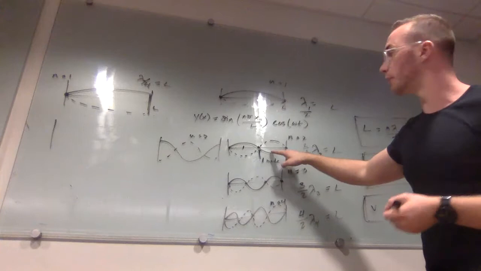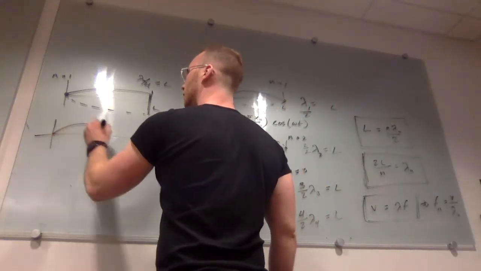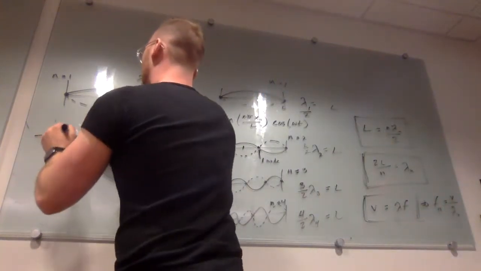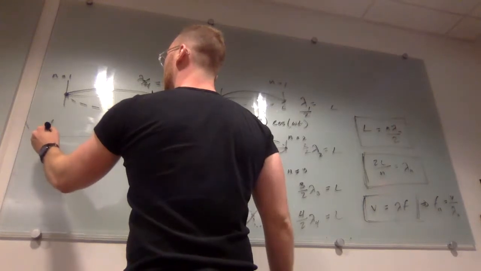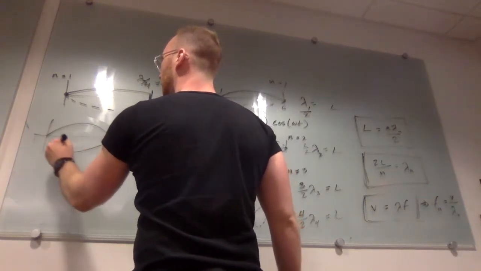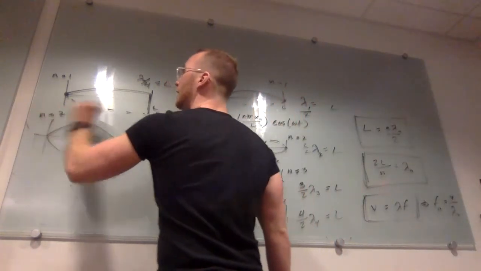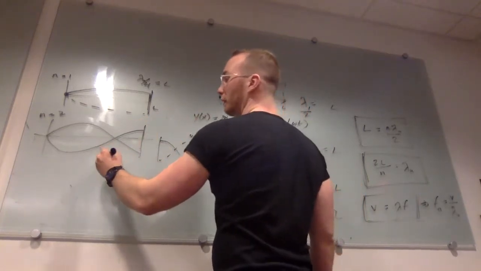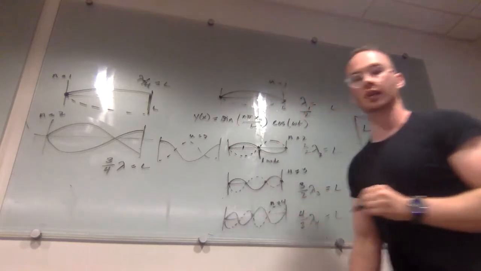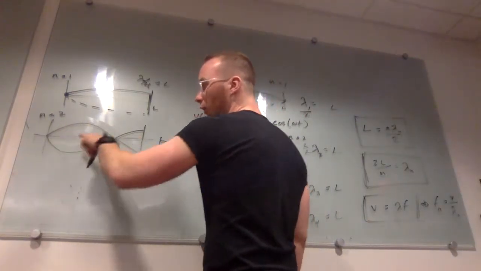Now this isn't either, but if you did something like this, oh, sorry, I already messed it up. Like that, this is n equals 2. And now what is this? Well, this is actually 3/4 of a wavelength. 3/4 of a wavelength is L. And you can keep going.